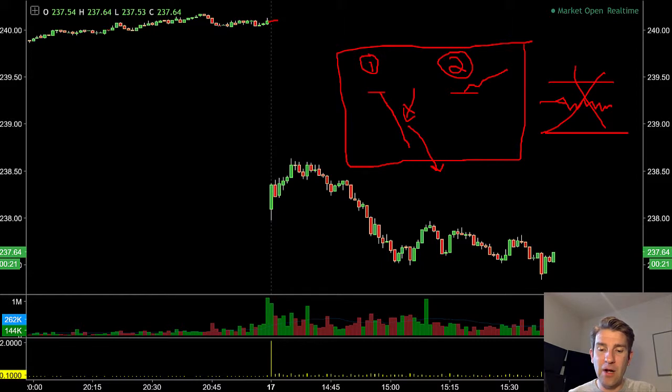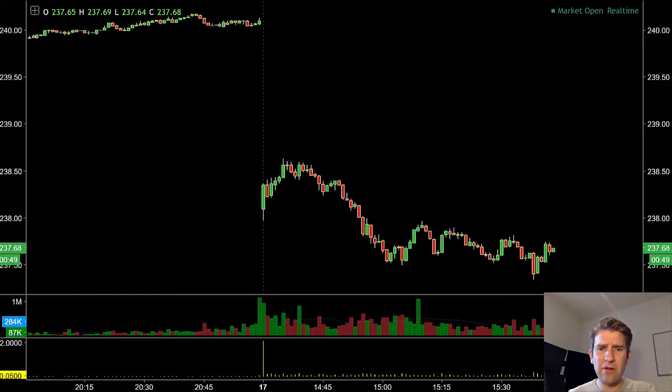So let's look at that a little bit closer. Let me clear out some of this drawing and come back on. Okay, so we've seen the drive lower. What do we do? The idea is we want to get involved on a pullback. Now, with a gap, you've got to be very careful that you don't get involved in a V-shaped reversal, especially if the market's in a bull market.